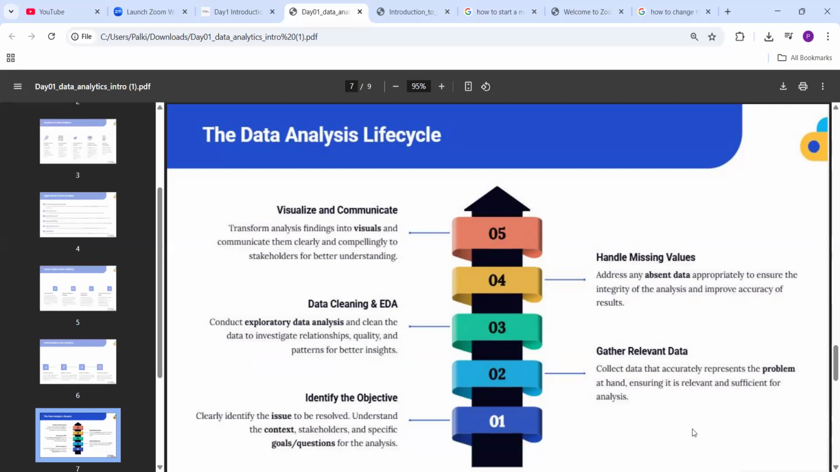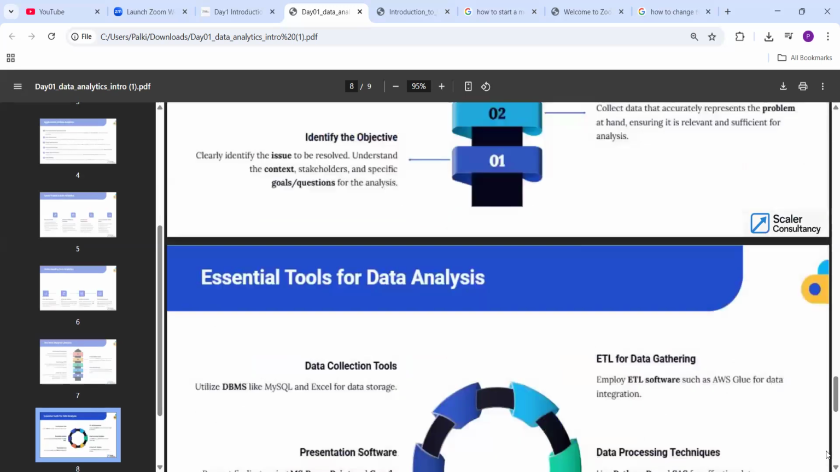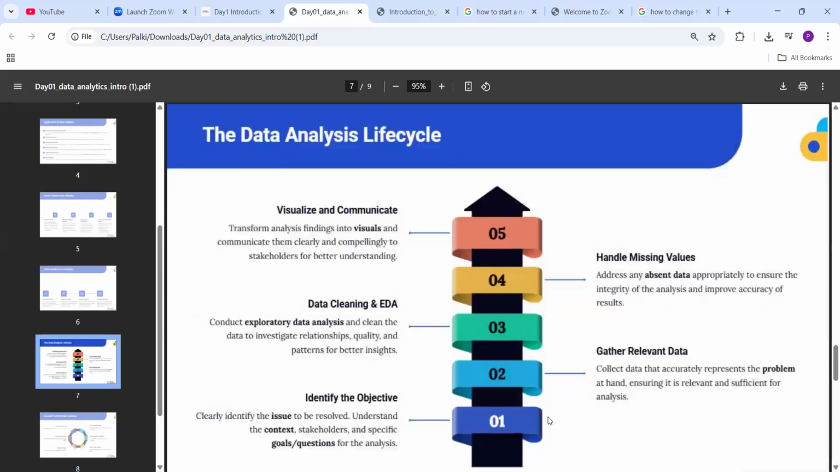Now, the data analysis life cycle. See, we all know about the life cycle, how the pattern goes. Okay, so first level, level one, would be identify the objective. Clearly identify the issue to be resolved, understand the context, stakeholders, specific goals, and questions for the analysis.